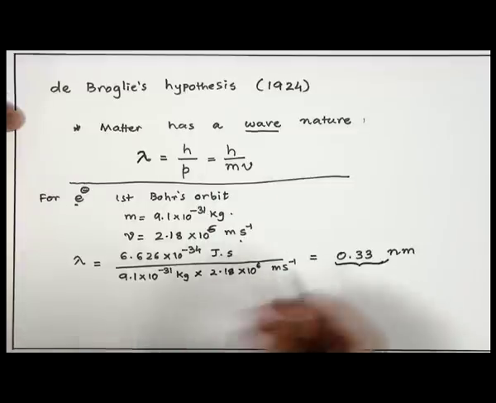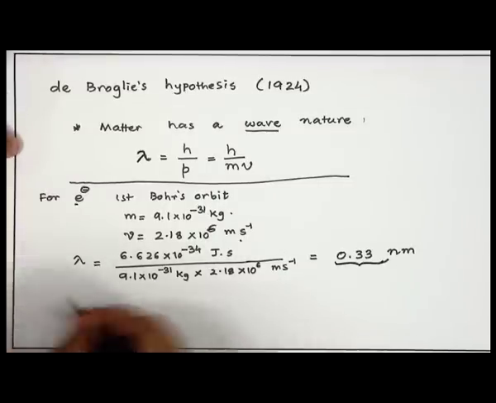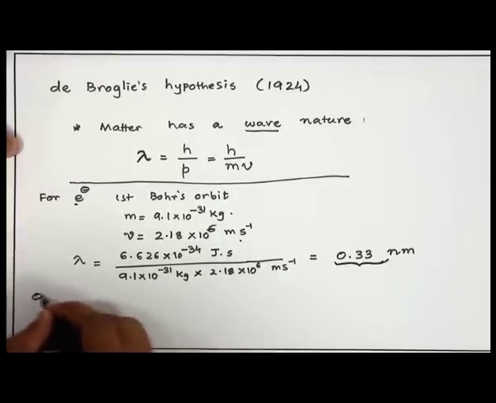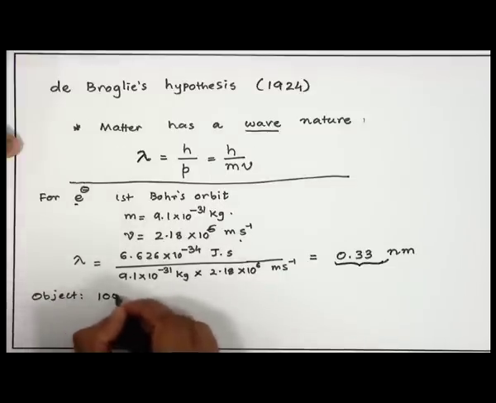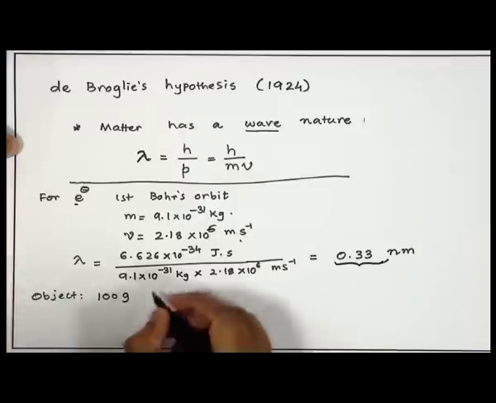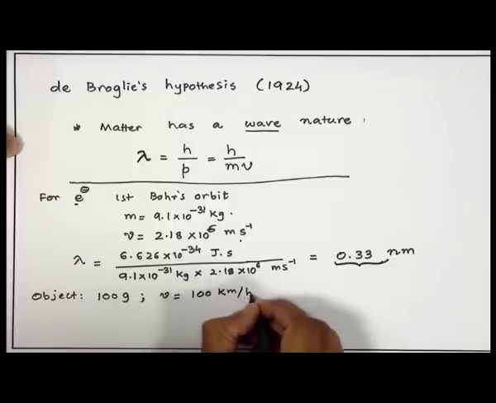All right. But let us do another exercise. Let us say we have an object whose mass is 100 gram, and it is moving with a speed, let us say, 100 kilometer per hour.